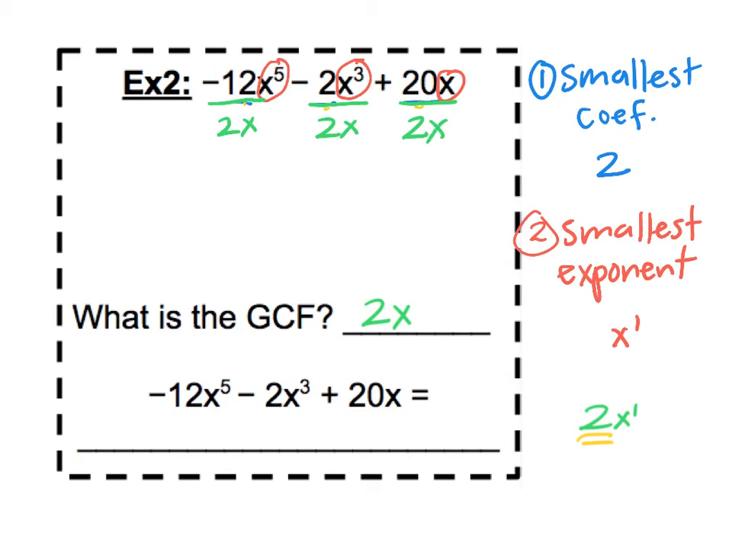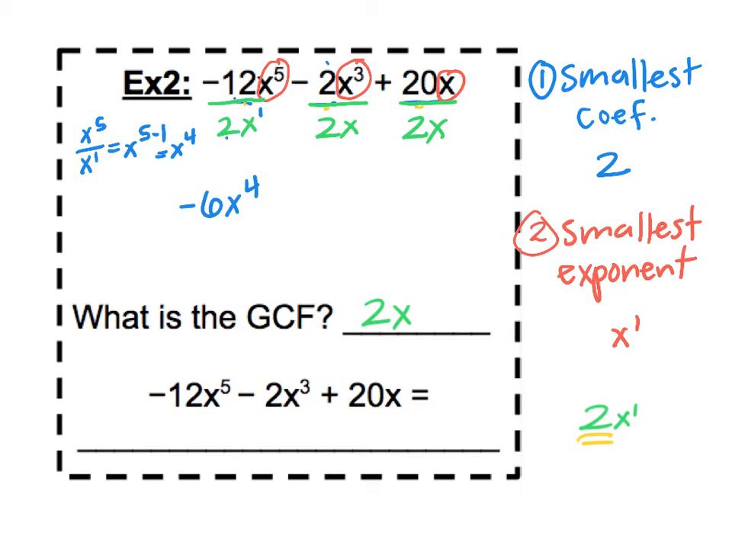For the first one, we're going to start out by doing negative 12 divided by 2. Just divide your numbers. When I do that, I get negative 6. When I want to divide my exponents or my variables, we're going to subtract our exponents. So if I'm doing x to the 5th over x to the 1st, we're really doing x to the 5 minus 1, which is x to the 4th. So we're going to have negative 6x to the 4th.